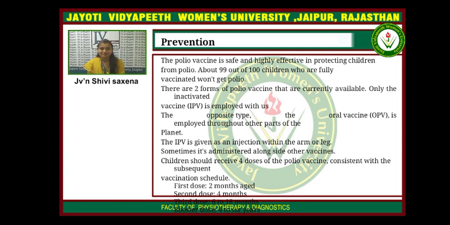The IPV is given as an injection in the arm or leg. Sometimes it's administered alongside other vaccines. Children should receive 4 doses of the polio vaccine according to the following vaccination schedule. First dose at 2 months of age, second dose at 4 months, third dose at 6 to 18 months, booster dose at 4 to 6 years.